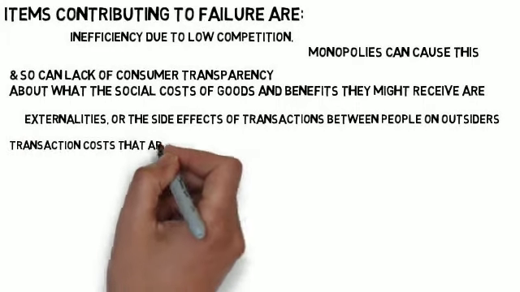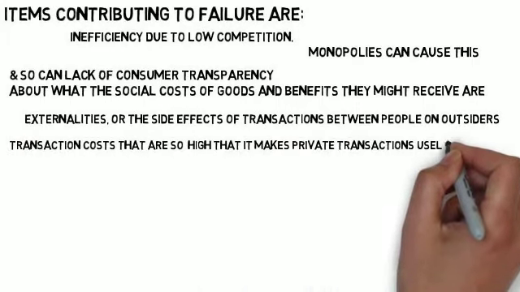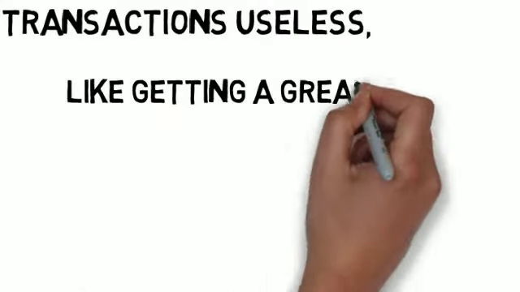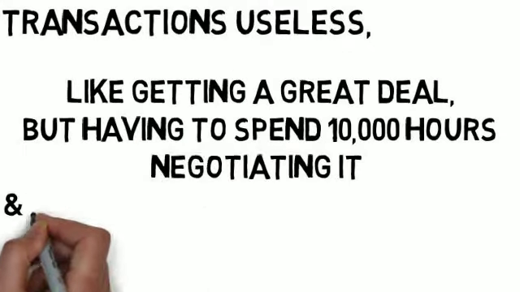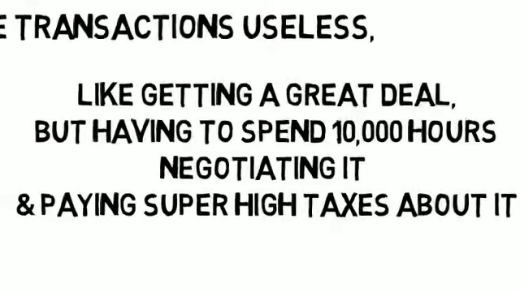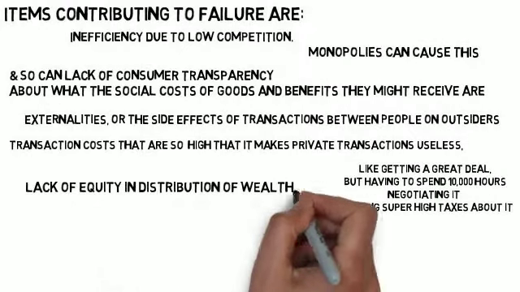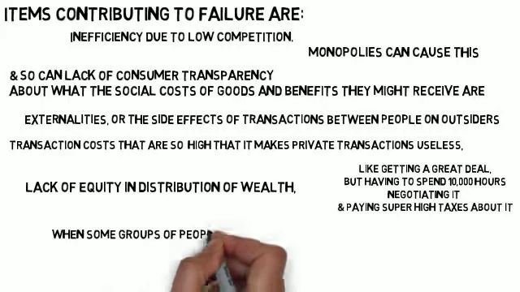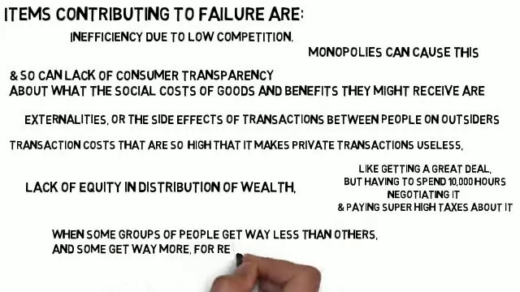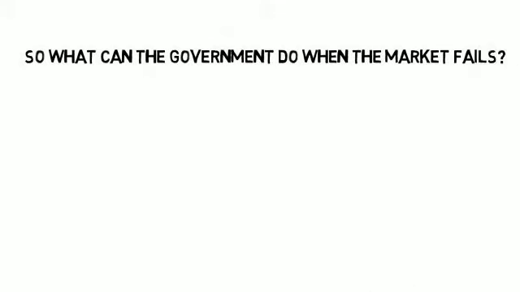Transaction costs that are so high that it makes private transactions useless. Like getting a great deal, but having to spend 10,000 hours negotiating it and then paying super high taxes on it. Lack of equity in distribution of wealth. When some groups of people get way less than others and some get way more for reasons that don't really make sense. So, what can the government do when the market fails?